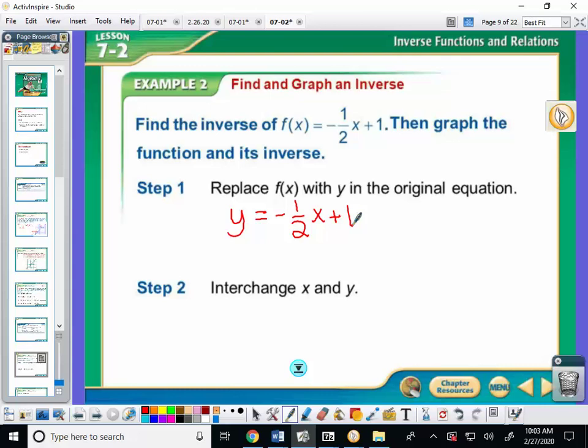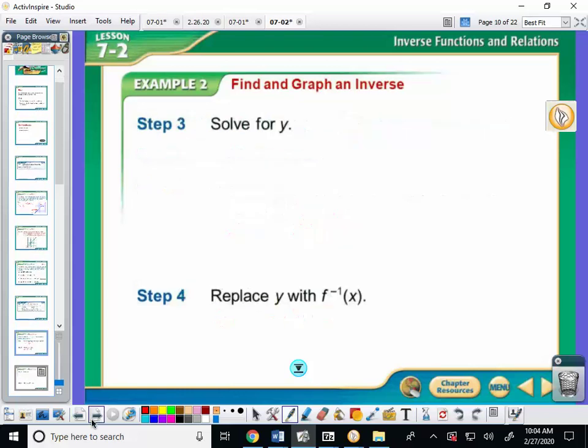Under step 2, it says to interchange x and y. So I'm just going to flip-flop places of where I have x and where I have y. So instead of y, it's going to be x equals negative 1/2 y plus 1. In step 3, it says to solve for y. So I'm going to take this newly created equation and solve for y. I'm going to do that on the next slide here.